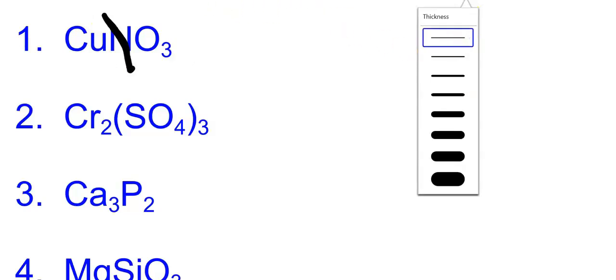Whoa, that's really big. Let me try to fix that. Sorry about that. So we're going to split this here because here's our polyatomic. What we're going to say is this has Cu and NO3: one Cu and one NO3 group.